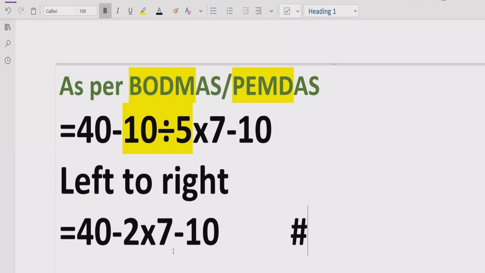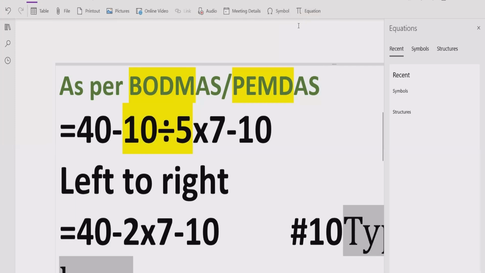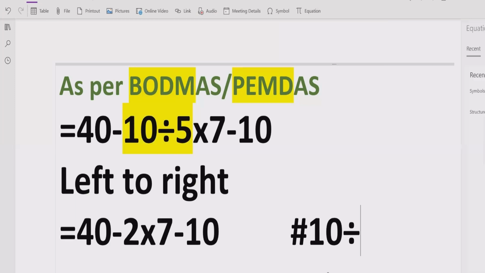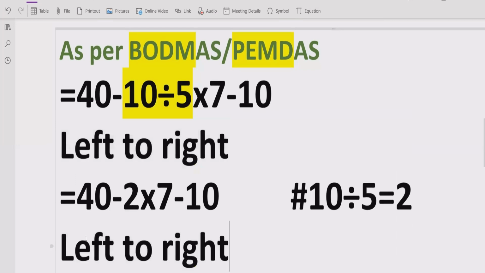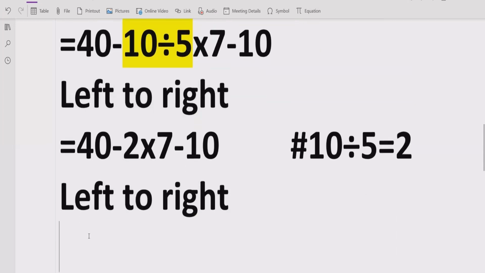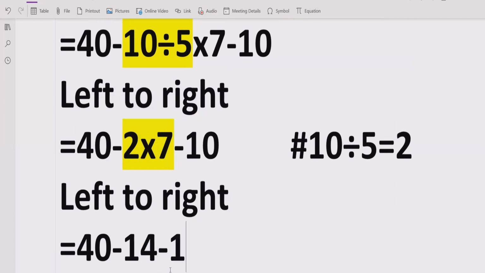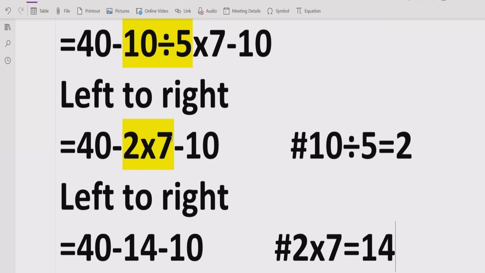And here I am giving the reference: 10 divided by 5 equals 2. Now move forward, again we have to go left to right, and again we have to see the multiplication and division. So here we have the multiplication. So now we will go 40 minus 2 multiplied by 7 equals 14, minus 10, right? And now again, I'm giving the reference here: 2 multiplied by 7 equals 14.